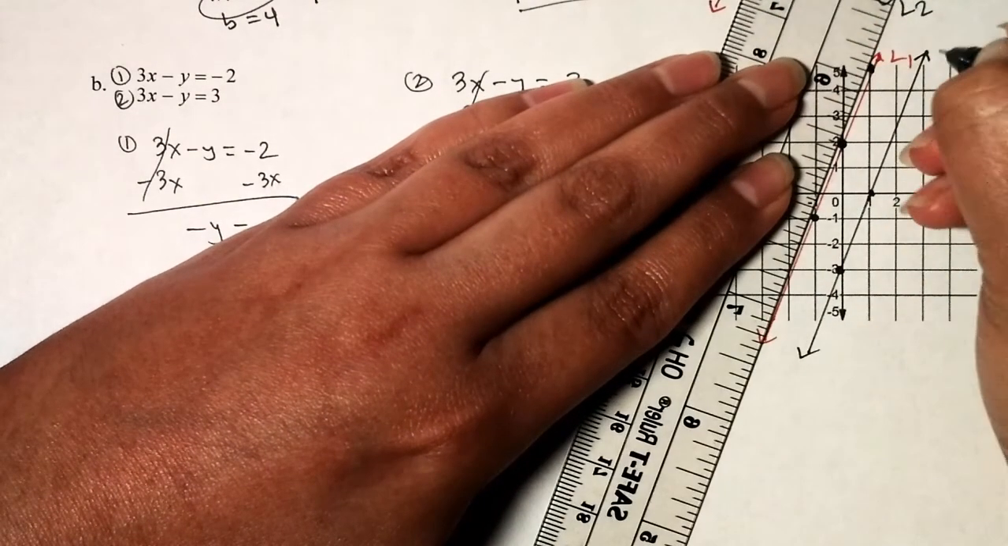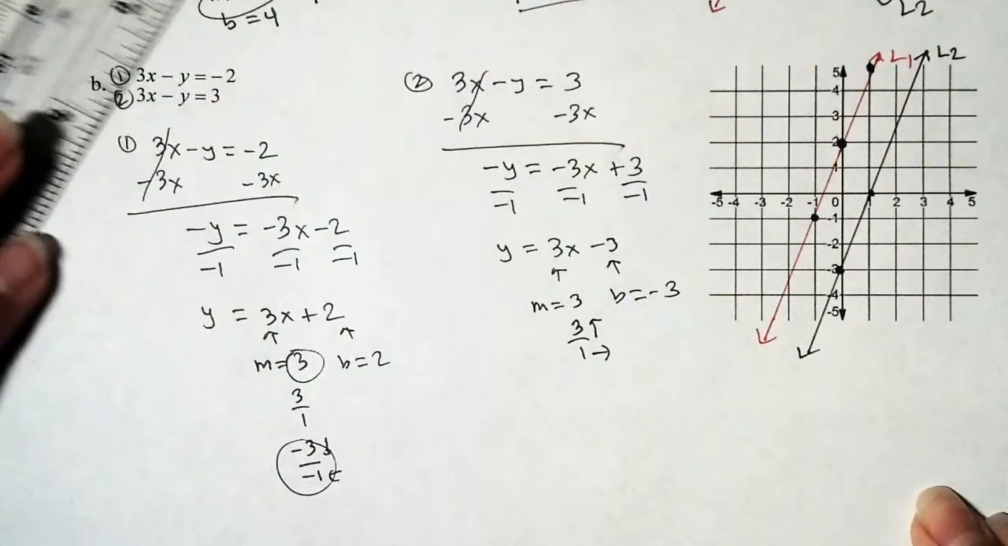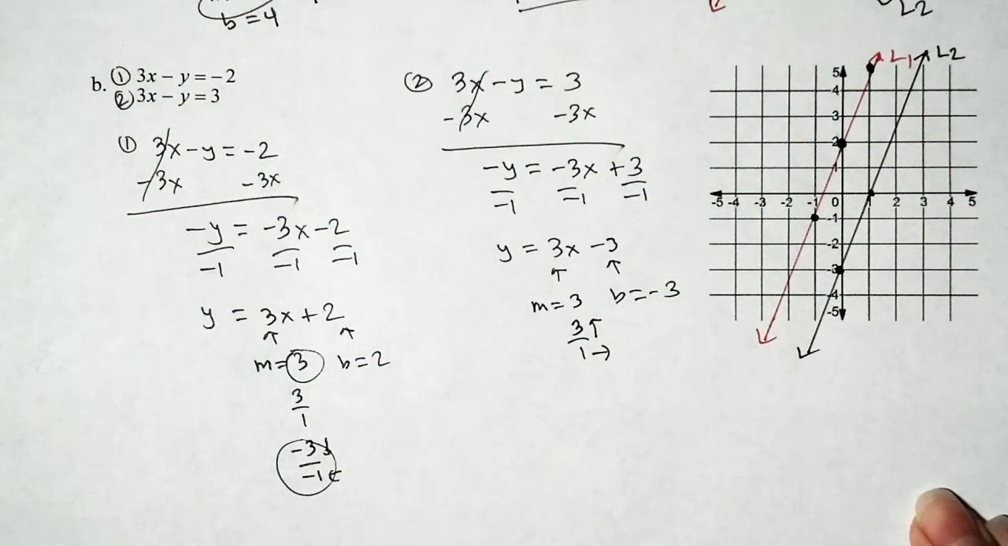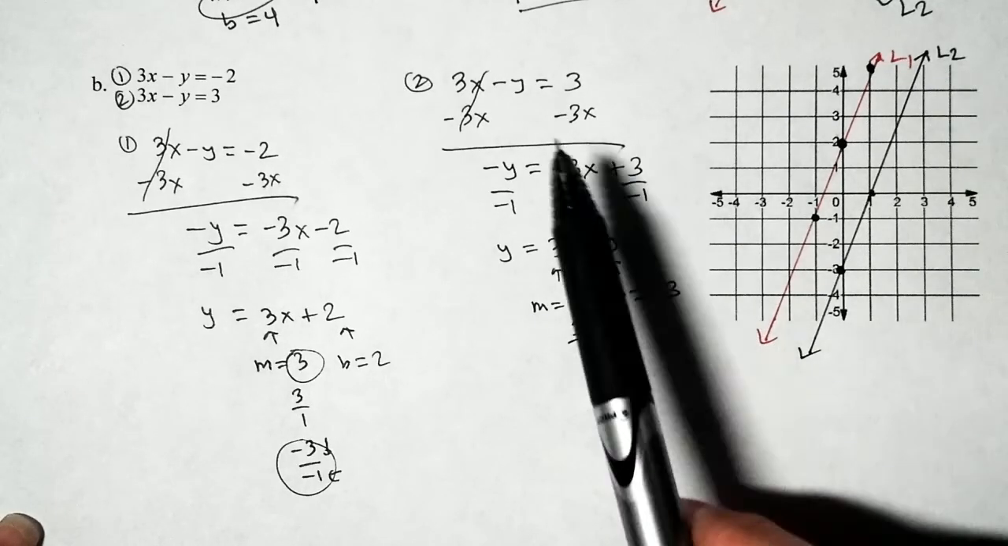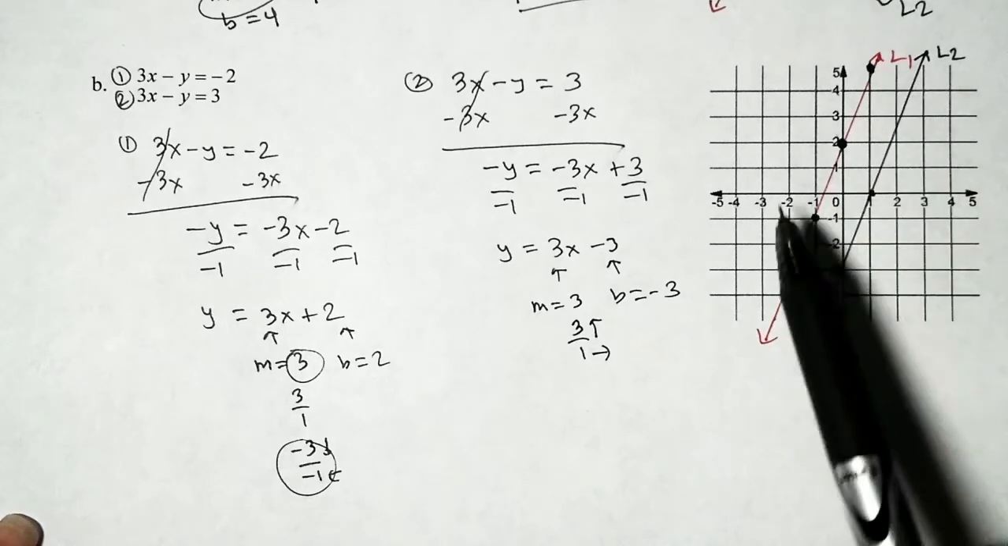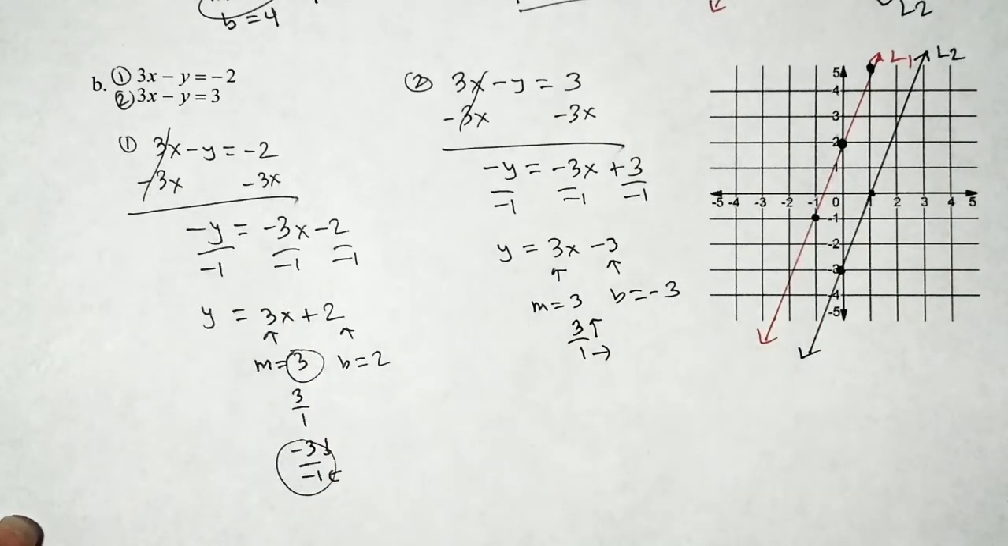The question is, do you really have to label your graphs? No, the reason why I do it is so when I come back to my work, I can easily reference, like, oh yeah, this one is the graph of the second equation and this one is the graph of the first equation. So with that being said, what is the solution?